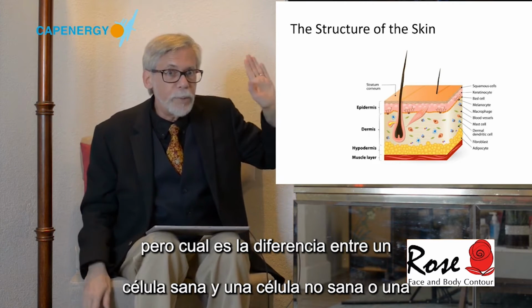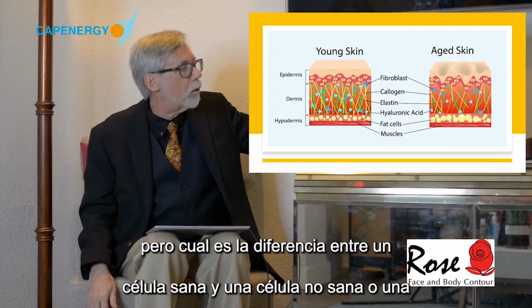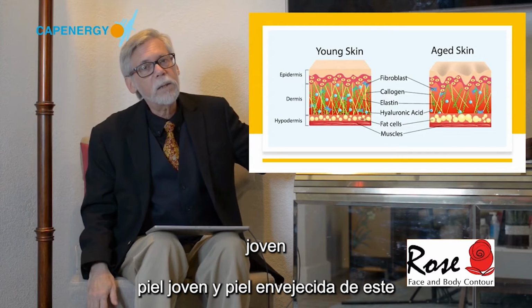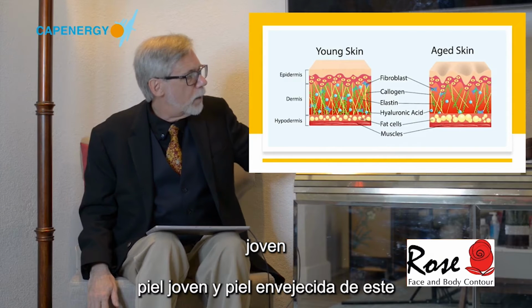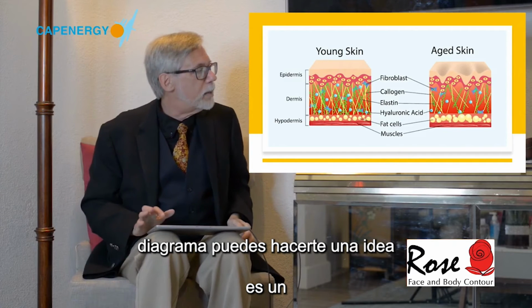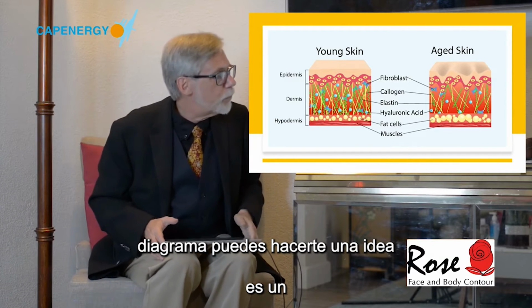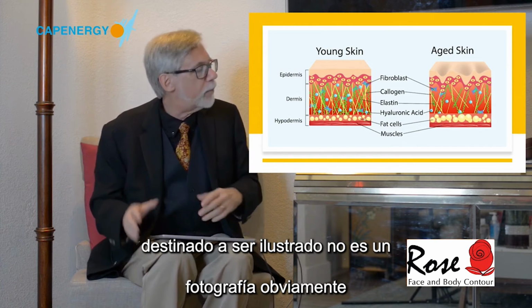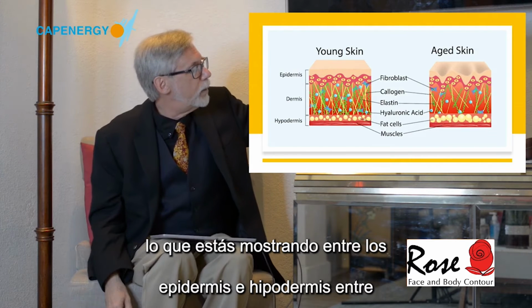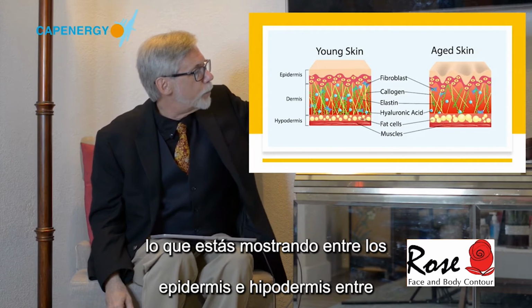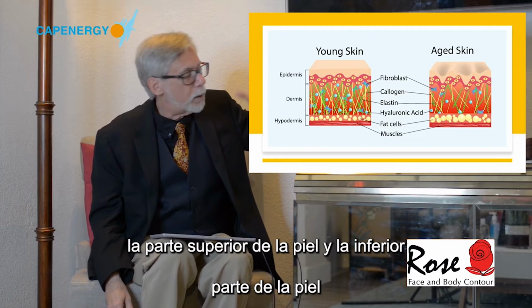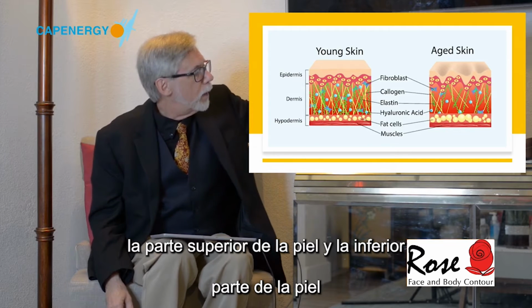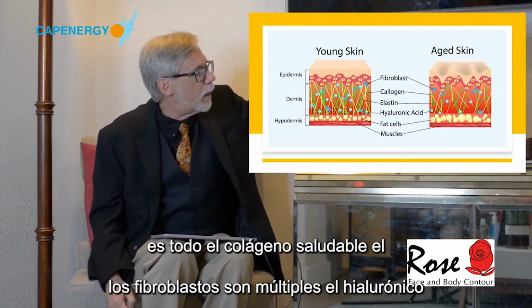But what's the difference between a healthy cell and a non-healthy cell, or a young skin and aged skin? From this diagram, you can get an idea. It's intended to be illustrative. It's not a photograph, obviously. But what you're showing in between the epidermis and the hypodermis, between the top part of the skin and the lower part of the skin, is all of the healthy collagen.